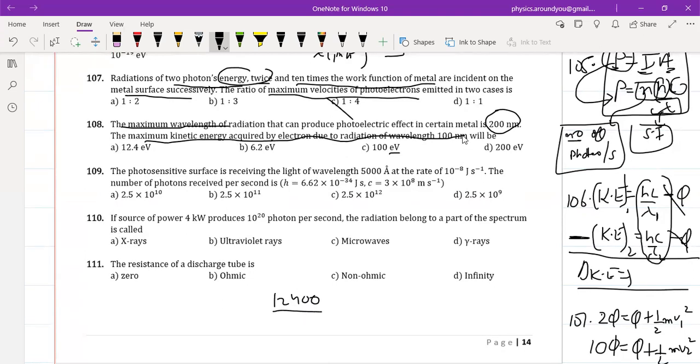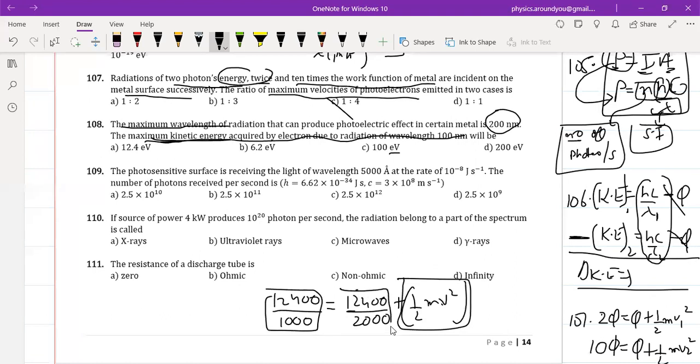12,400 by incident radiation wavelength, 100 nanometers. 100 nanometers is 1000 angstroms. That is equal to work function. How do I find work function? 12,400 by lambda in angstroms, which would be 2000. Okay. This plus half mv square. Remember, this one is what we are seeking, what we need, maximum kinetic energy. That is already in units of eVs because this is in eV, this is in eV. So I will simply subtract the two numbers. Whatever I get, that will be the answer. That is question number 108.